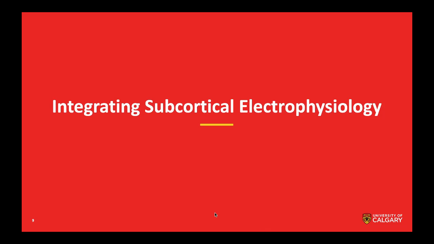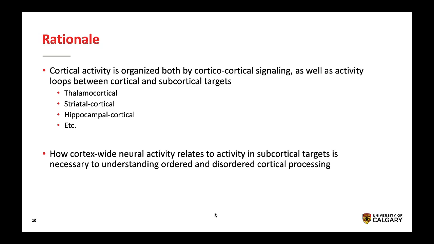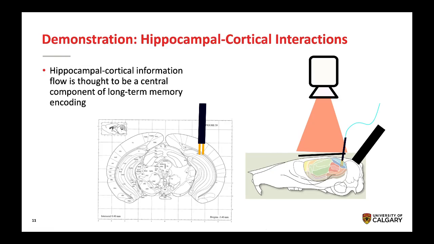Integrating subcortical electrophysiology. Cortical dynamics are organized in part by cortico-subcortical interactions, and understanding how cortex-wide neural activity relates to activity in these subcortical targets is necessary to understand ordered and disordered cortical processing. So as an example, we will target hippocampal-cortical interactions. Hippocampal-cortical information flow is crucial for mnemonic processing, among other functions.